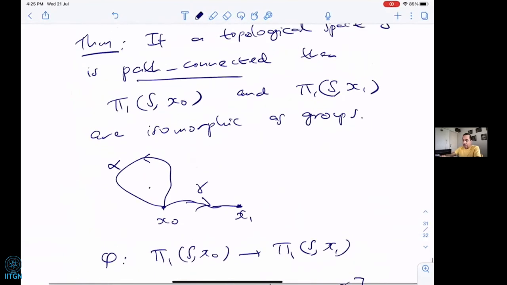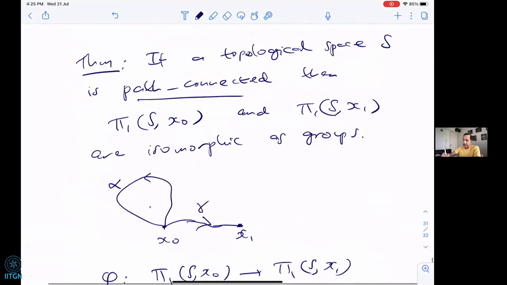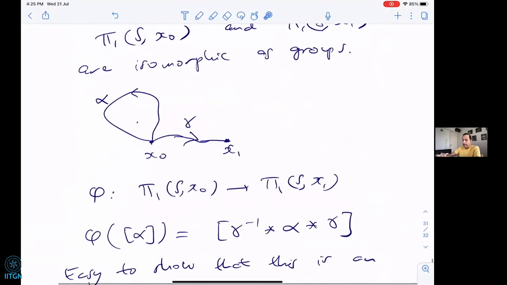Remember, what could go wrong here is if this condition didn't hold, path connectedness. If it wasn't path connected, there's no guarantee that we would have a path from x0 to x1. Then we can't say this.